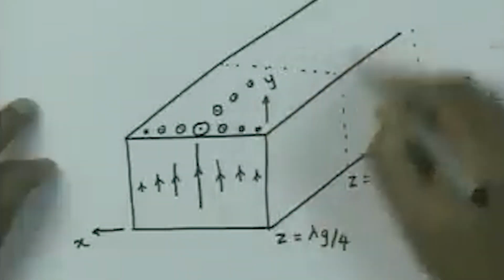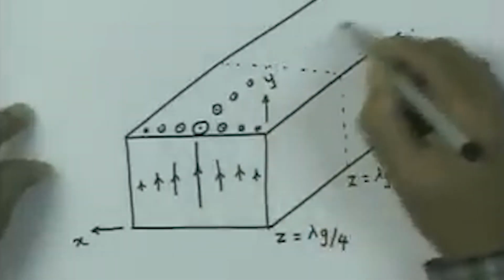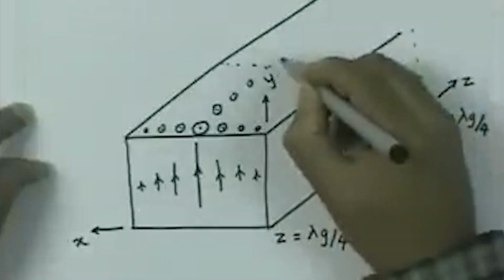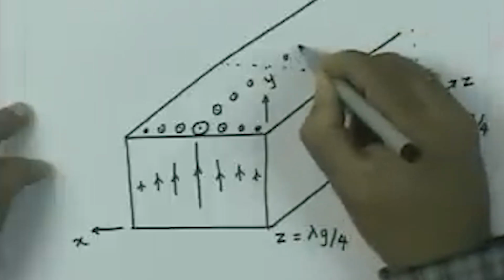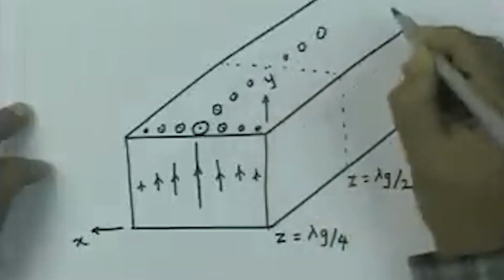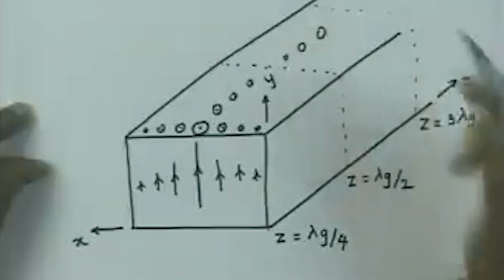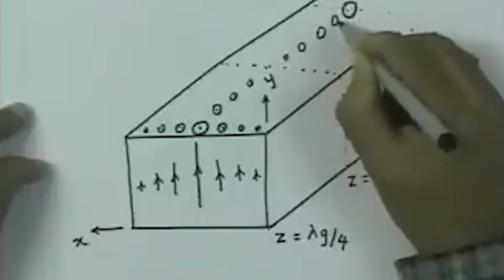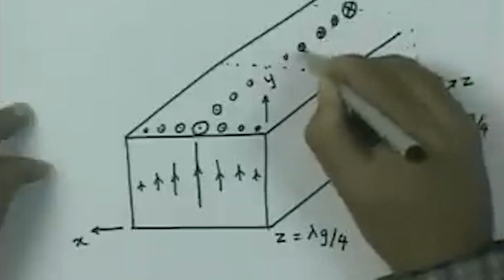When I go further beyond this point, z equal to lambda g by 2, again the electric field increases, but now the direction of the electric field is reversed. So, again I will slowly start growing this, a little bigger, bigger. If I take this one, then these are the fields which are oriented in the opposite direction like that.